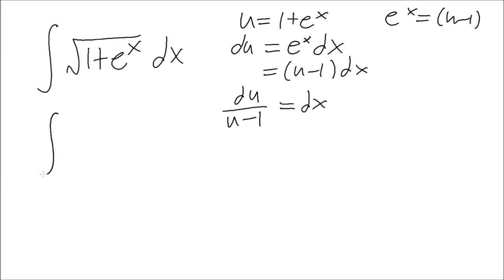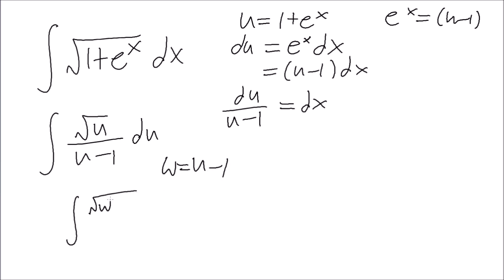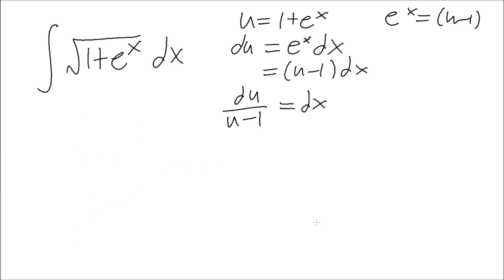But then here we get square root of u minus 1 du. Does that actually help? Not really, right? It doesn't really help us. And even if you let w equal u minus 1, then you end up with w plus 1 over w, and this still doesn't really help, right? So what do?